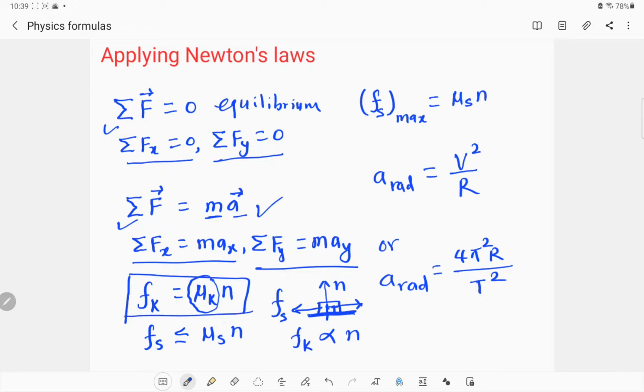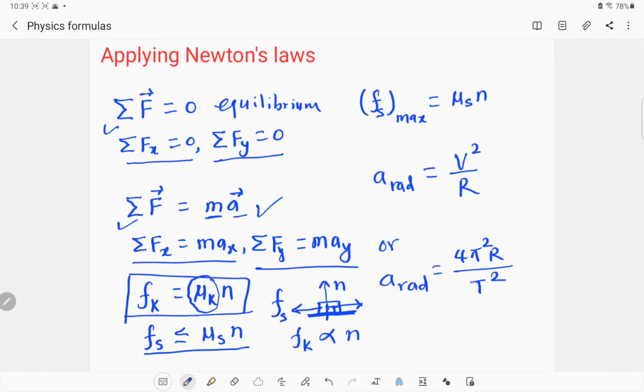Kinetic frictional force is when the object is in motion. When the object is in a static condition and there is friction, we call that static friction, and it is given by this formula: Fs less than or equal to mu s n. Why less than? Until it attains the maximum static friction. That is the point right before a body starts to move. That is the maximum static friction. Before that, the force is less than that maximum. That's why the less than sign is here.